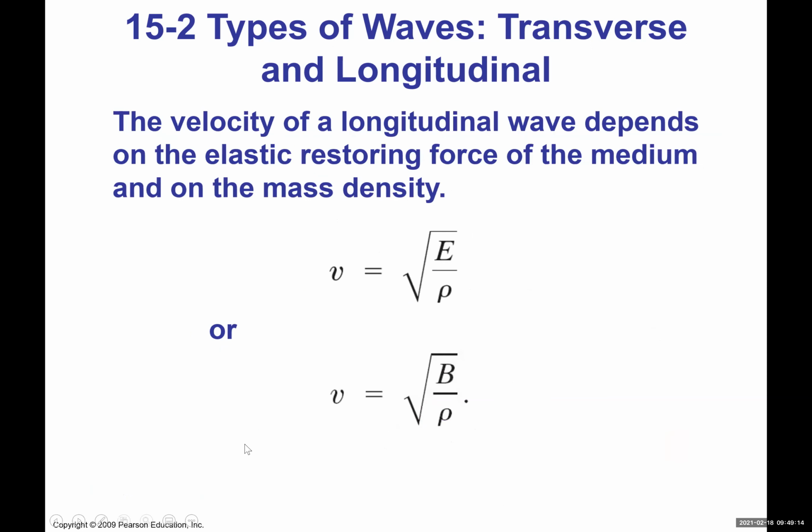We can also look at the velocity of a longitudinal wave, which depends on the elastic restoring force of the medium and on the mass density. In terms of speed, v equals the square root of E over rho, or v equals the square root of B over rho. Now, E and B are those elastic properties, where E, if you remember from the earlier chapters in physics 37, is the Young's modulus, or elastic modulus.